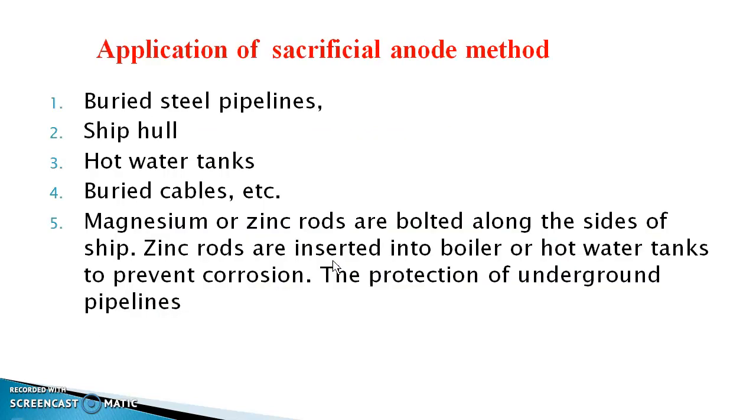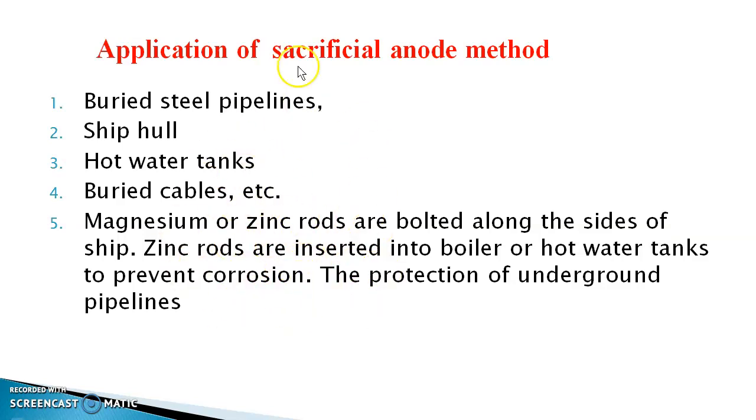Now, what is the application of the sacrificial anode method? This method is useful for the protection of buried steel pipelines. It is useful for the ship hull. It is also useful for the protection of hot water tanks. It is also useful for the protection of buried cables and wires. This method is also useful as magnesium or zinc rods bolted along the side of the ship. Zinc rods are inserted into the boiler or hot water tank to prevent corrosion.